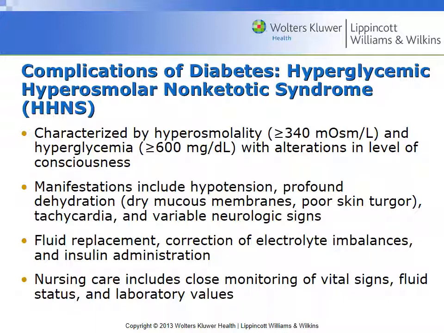Treating HHNS consists of IV fluid replacement, correction of electrolyte imbalances, particularly potassium, and insulin administration. Nursing care includes close monitoring of vital signs, fluid status, and laboratory values. Remember, with hyperosmolality, when they're high, they're dry. And these patients will not present with elevations in serum and urine ketones, such as in patients with diabetic ketoacidosis.